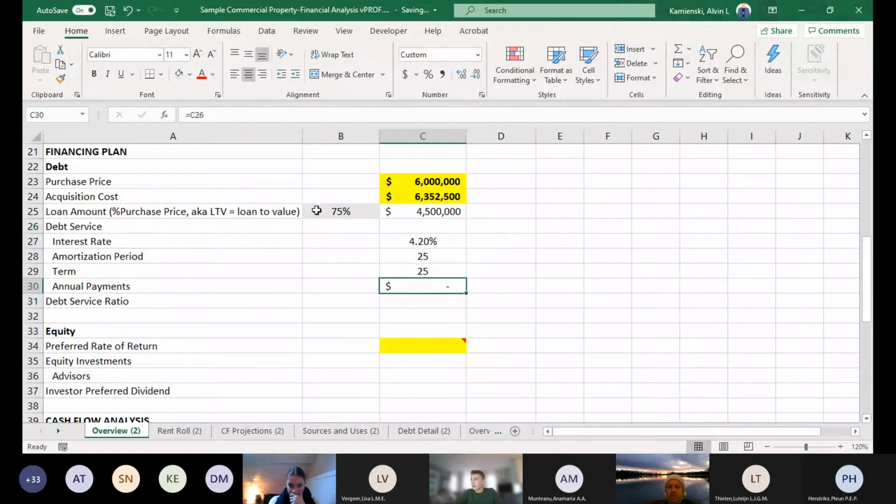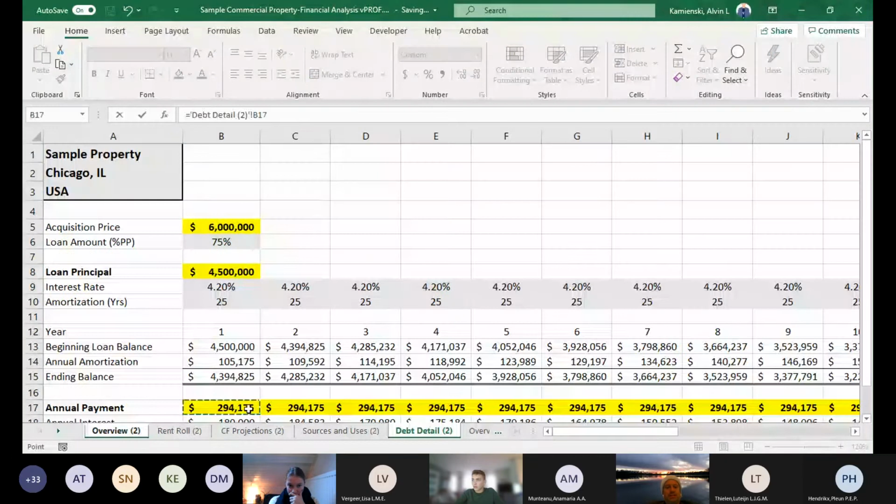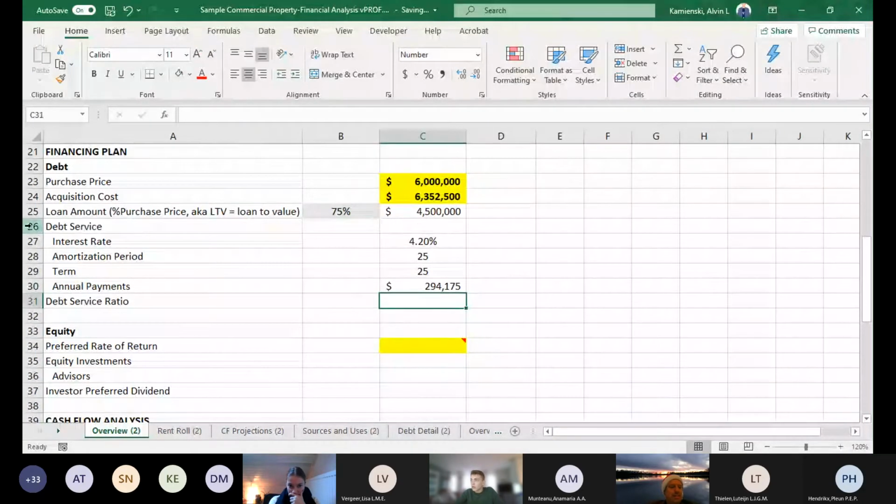Actually, let's put our $294,000 down here instead of up there. That way that's clean, because that's a title. So here's our annual payments. So Maurice, we're going to bring the banks along for $4.5 million, of which we're going to go ahead and have to pay them $294,000.